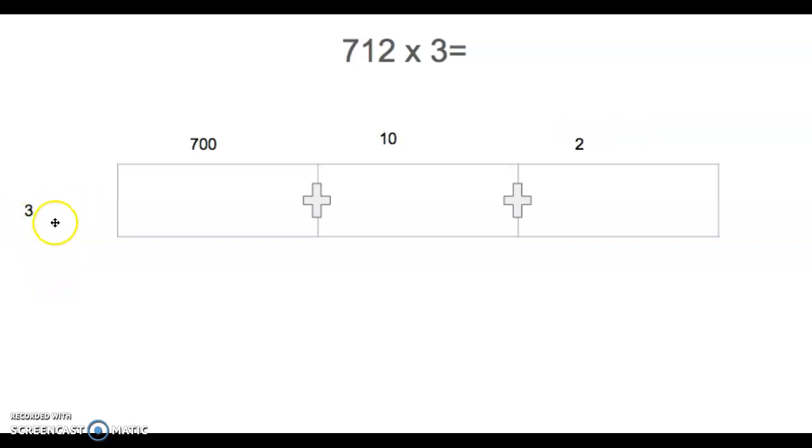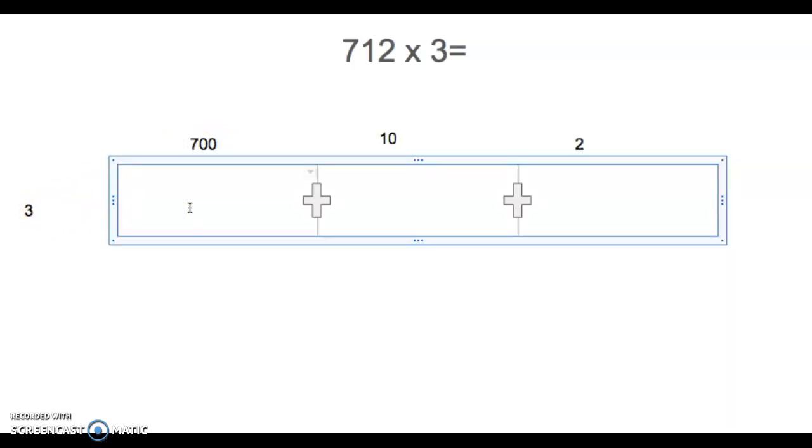So again, like the last time, we're going to multiply 700 times 3. And we know that 7 times 3 is 21. We add 2 more zeros because of the 700. Then we go to 3 times 10, and we know that would be 30. And then we have 3 times 2, and that would be 6.